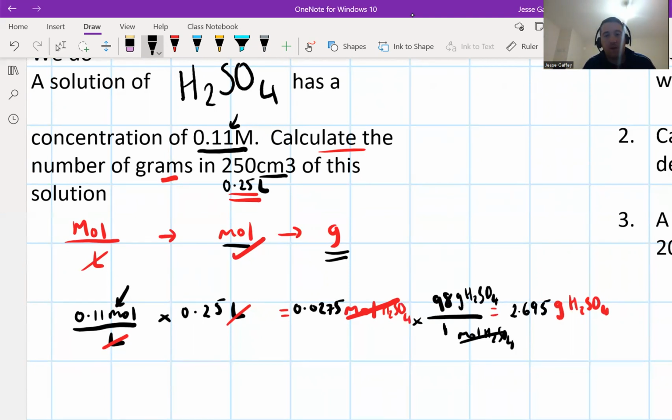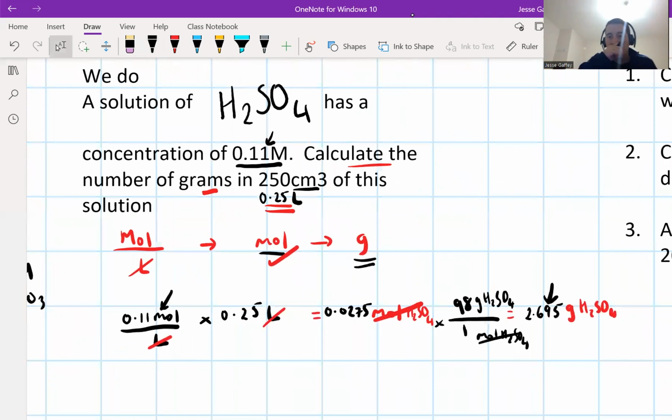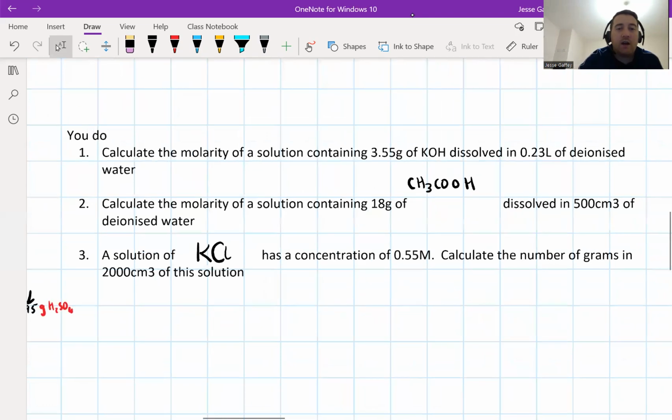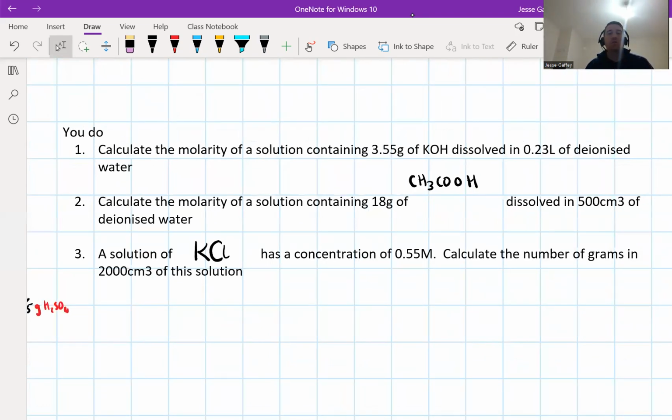2.695 grams of H2SO4. So this is the amount of grams of H2SO4 I would have to measure and put into 250 centimeters cubed to make the solution be 0.11 moles per liter. All right, so now you guys should be ready to have a go at these. So working from the examples that we've done, pause the video and work your way through these now, please.